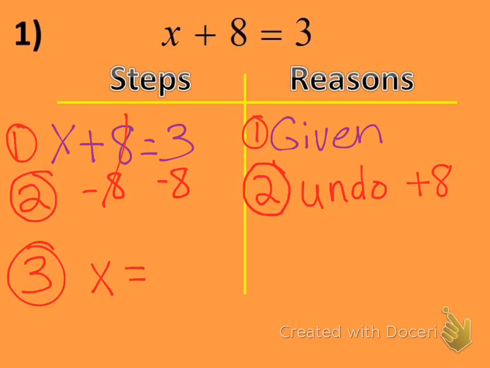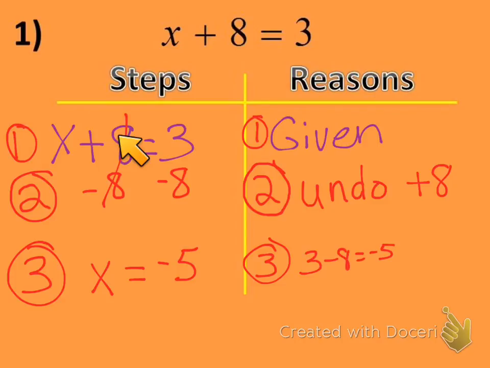So x equals, what is 8 minus 3? 5. Or sorry, whoa, reverse. 3 minus 8. Negative 5. Good. Sorry, I did out loud what you guys sometimes do in your head. And the reason that that is true is because 3 minus 8 equals negative 5.